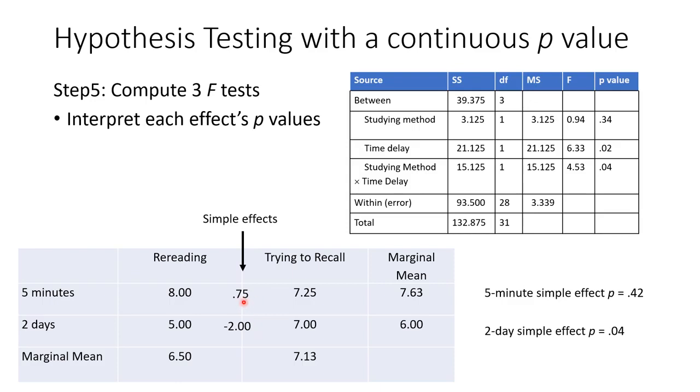This simple effect of 0.75 and this simple effect of -0.2 are different by 2.75. And that difference is unlikely to have occurred due to sampling error according to this p-value. That's telling you that you have a significant interaction. That says that the answer to the question, what is the best way to study, what is the best studying method, depends on the time delay.